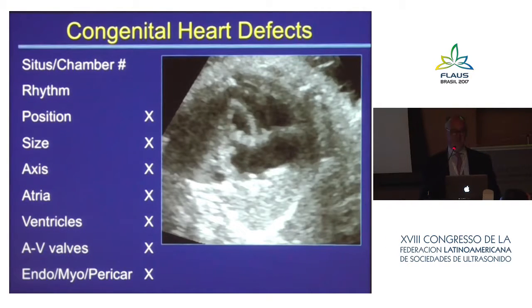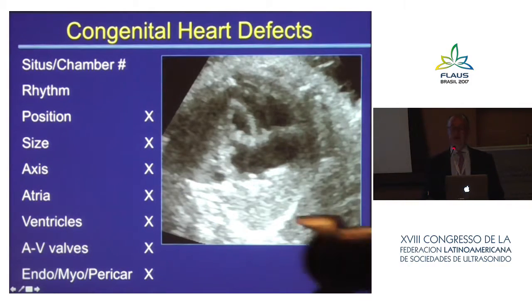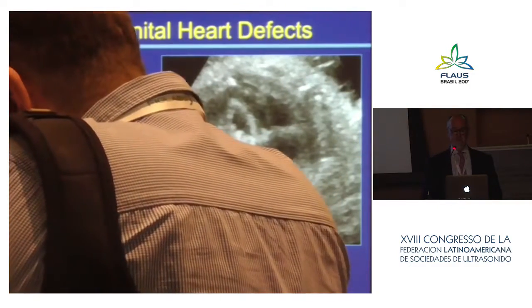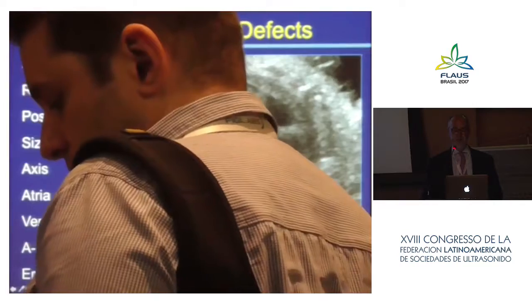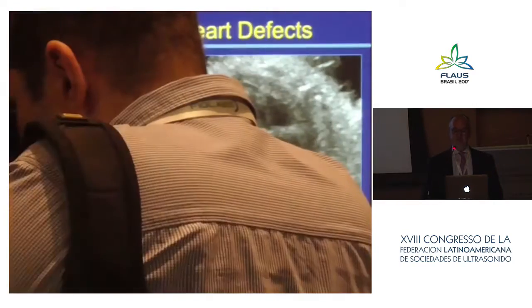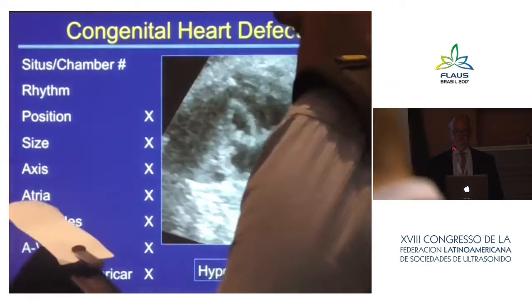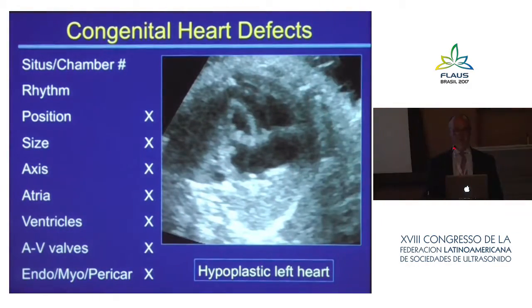Let's look at some other examples of congenital heart defects. Again, we want to go back to our systematic approach where we're looking at the 4-chamber view. And what do we see here? We see a 4-chamber view of the heart, the position a little bit large, with an abnormal axis of the heart. And because the spine is here, the right ventricle is the more anterior ventricle. Here we see the right ventricle, the left ventricle, the right and left atria. And you can see that the left side of the heart is quite small. This is a hypoplastic left heart.